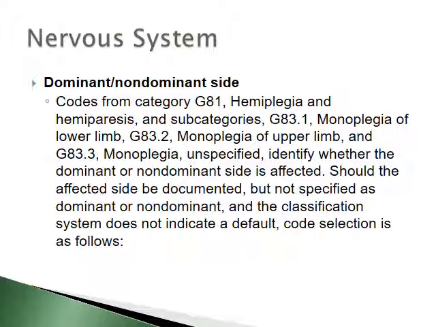Codes from the category G81, hemiplegia, hemiparesis, and subcategories G83.1, monoplegia of lower limb, G83.2, monoplegia of upper limb, and G83.3, monoplegia unspecified, identify whether the dominant or non-dominant side is affected. Should the affected side be documented but not specified as dominant or non-dominant, the classification system does not indicate a default. Code selection is as follows.